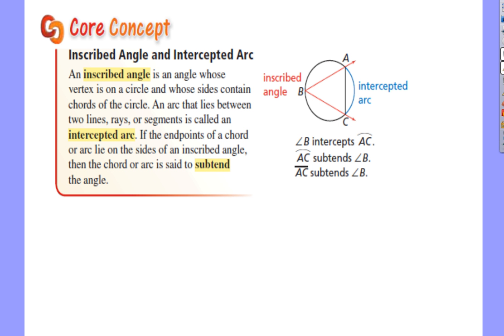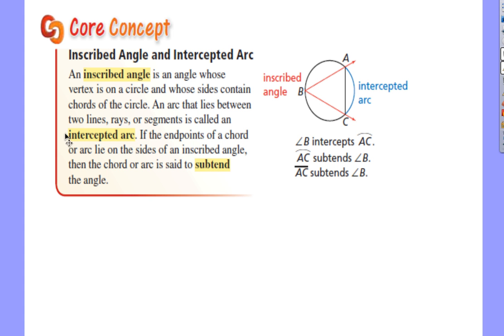So three terms that we're going to have to know before we go any farther are inscribed angle, intercepted arc, and what it means to be subtend. The inscribed angle is just what we see here in red, and it's an angle whose vertex lies on the circle itself. So far, we've talked about central angles, which, remember, are at the center of the circle. But the inscribed angle is an angle with vertex, in this case vertex B, that lies on the actual circle itself.